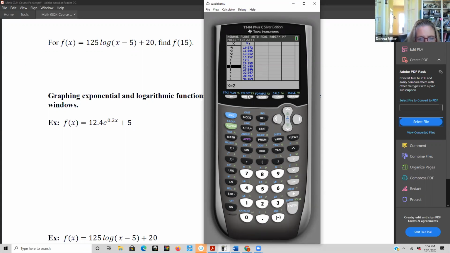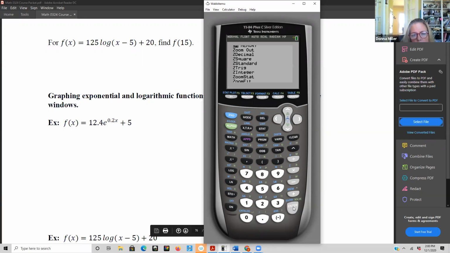So I'm going to change my window. One thing you can do, if you want to keep the window from -10 to 10, is this thing called zoom fit. Zoom fit is not going to change the X window, but it'll fit the Y into the window for the given values of X. So I'm going to hit zoom fit. And you can see now I have a nice picture, right?